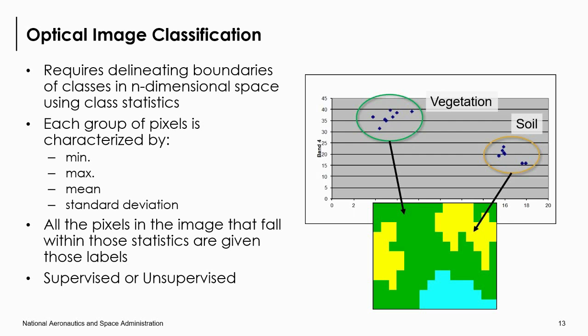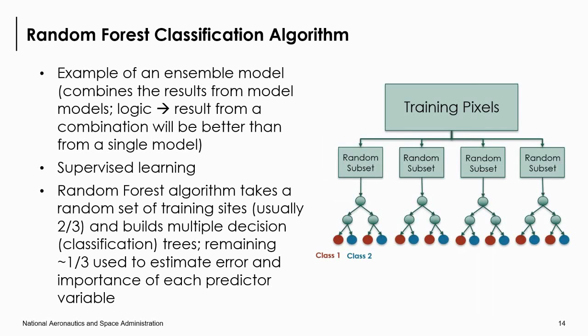This can be done in a supervised or unsupervised manner. With the supervised classification, the user provides training data or ground truth to assist in the classification. With an unsupervised algorithm, the computer generally iterates on the classes and eventually finds the best fit or the best groups of classes. For this series, we will be using the random forest classification algorithm, which is one of the most popular for land cover classification. The computer creates an ensemble model where it chooses a random subset of pixels and assigns them a class based on their spectral information, and then iterates on this process many times.